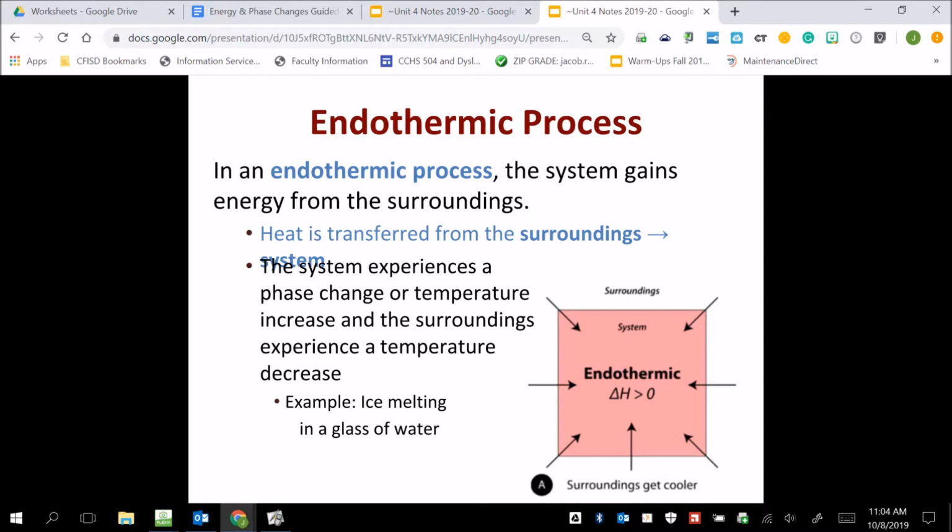Okay, the example, ice melting in a glass of water. The ice is actually gaining energy, and that's why it's melting. The glass of water is losing energy, possibly also from the air, is also losing energy and being added to the ice. Okay. So there's a big vocabulary word. Make sure you understand endothermic.